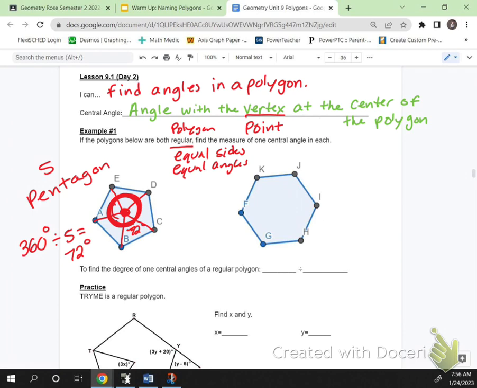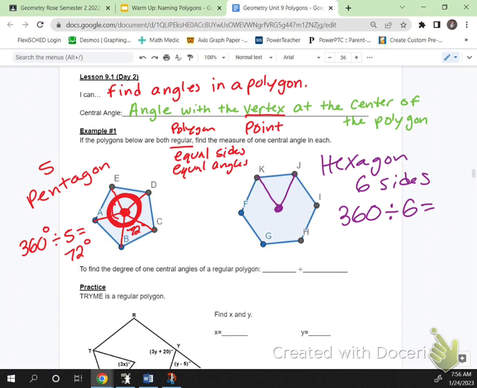Let's find the central angle of this polygon. First, I should count the sides. How many sides are there? 6. I'm going to sketch in one central angle. I've got 6 sides. It's a hexagon. What am I going to do? Great, because I want one central angle, and it should be 60 degrees. Easy peasy.